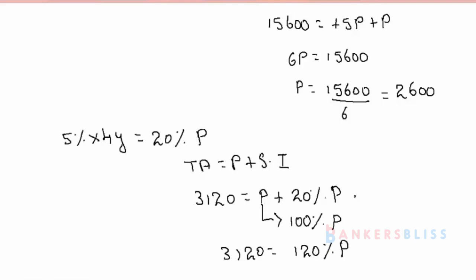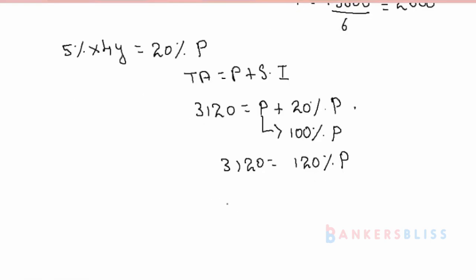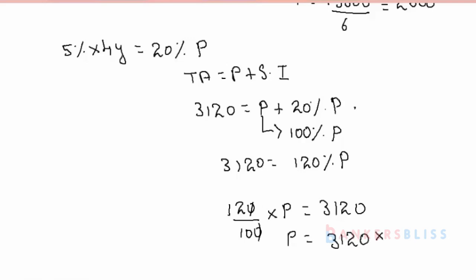So if you want to calculate the principal amount, 120 whole divided by 100 into P is equal to 3120. So principal amount is equal to 3120 into 10 whole divided by 12. If you simplify this one, you will get 2,600 as the principal amount.